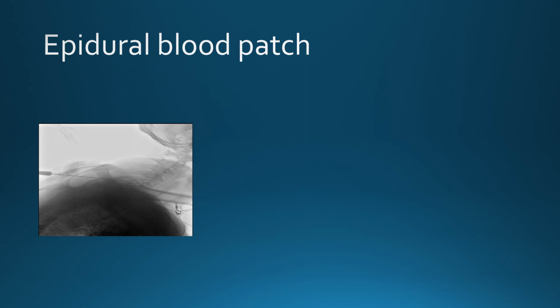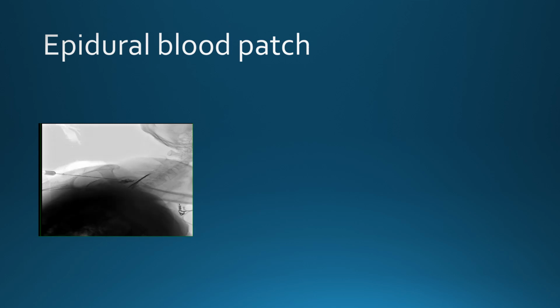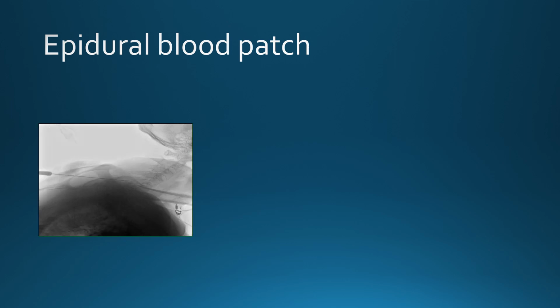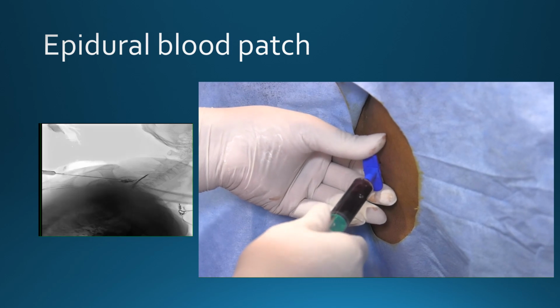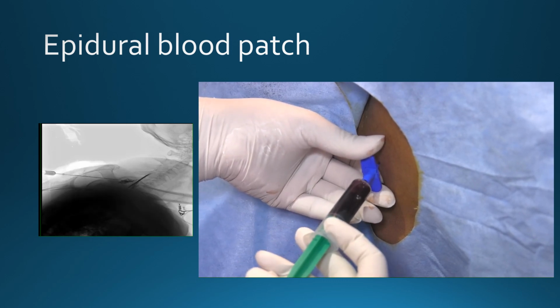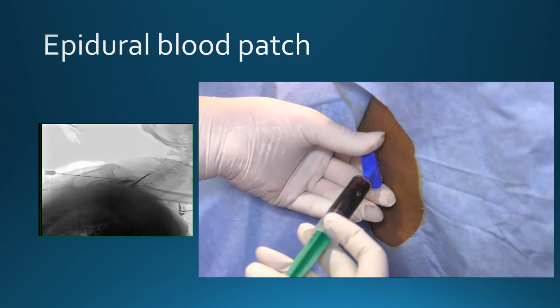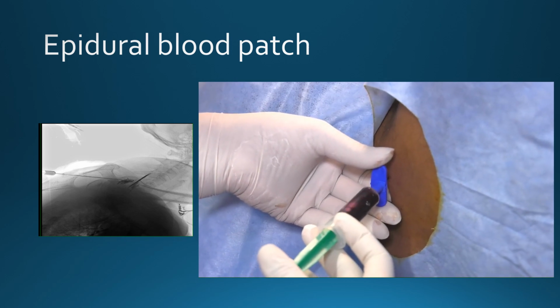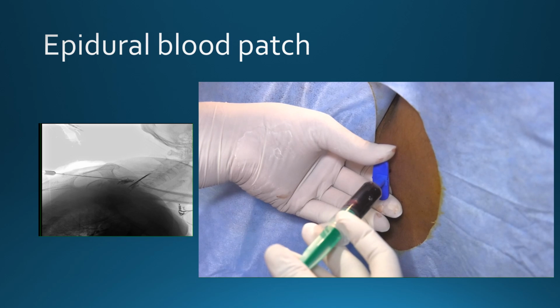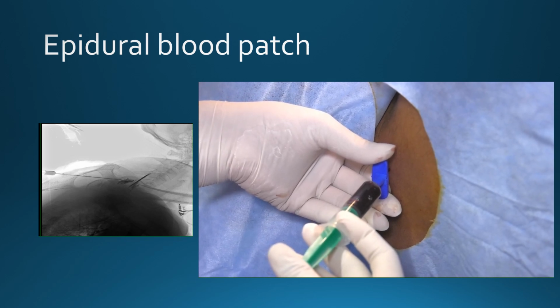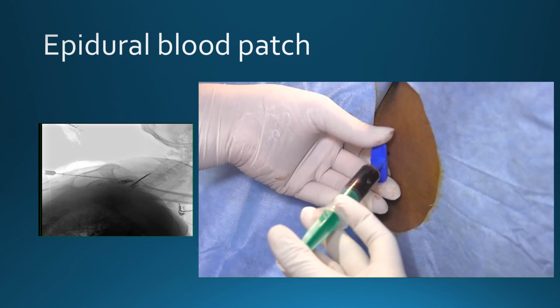So the patient underwent an epidural procedure, that is, injection of contrast material at the cervicothoracic region, and it was confirmed that the needle was in the epidural space. Once it was confirmed, autologous blood was taken and injected into the epidural space. Here you can see the blood being injected in the epidural space. It is injected very slowly, like 1 to 2 ml per minute.